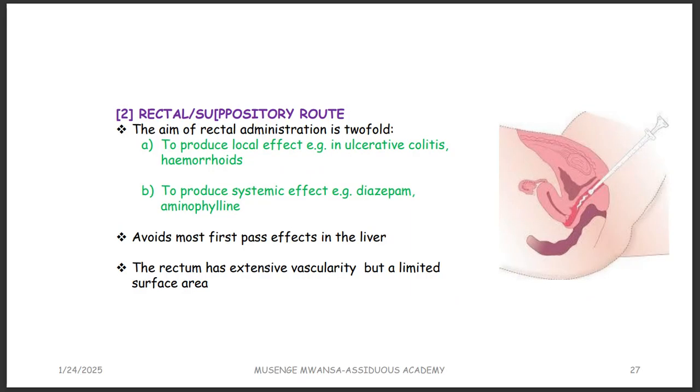You have got the rectal or the suppository route. This is where you administer the drug via the rectum, and that is to produce a local effect.